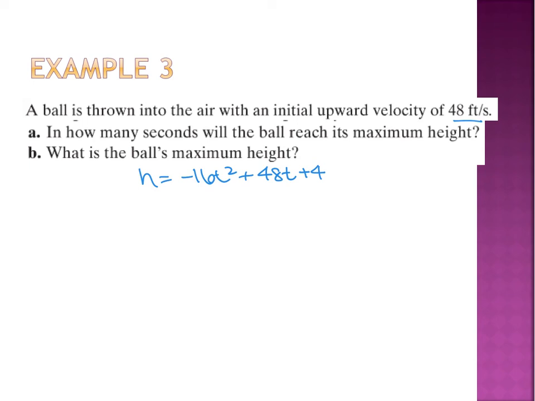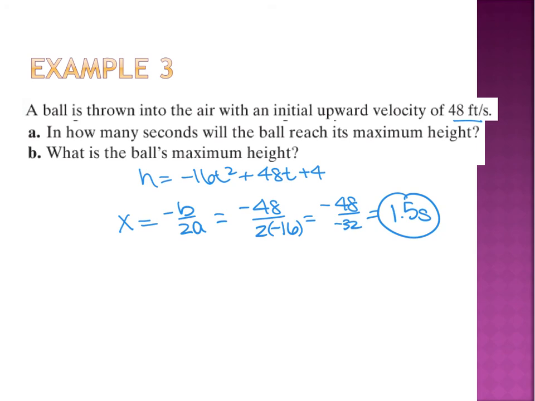So for how many seconds, that's again solving for our x value, and x is equal to the opposite of b over 2a, or a negative 48 divided by 2 times a negative 16. This gives me a negative 48 divided by a negative 32, and when I simplify that, I end up with 1.5 seconds.